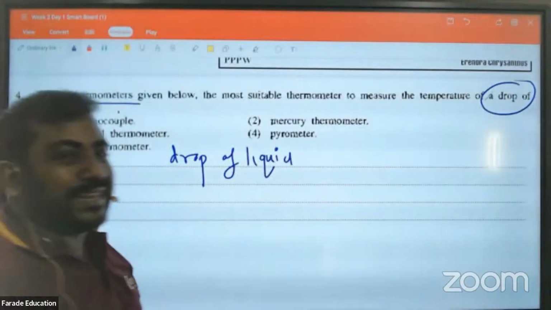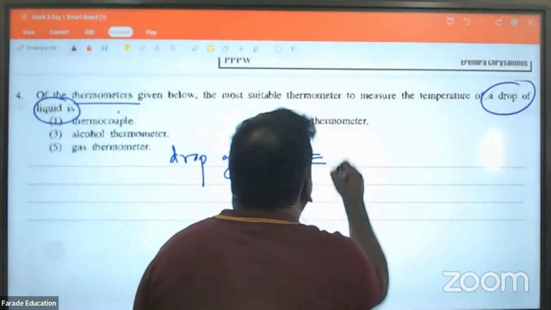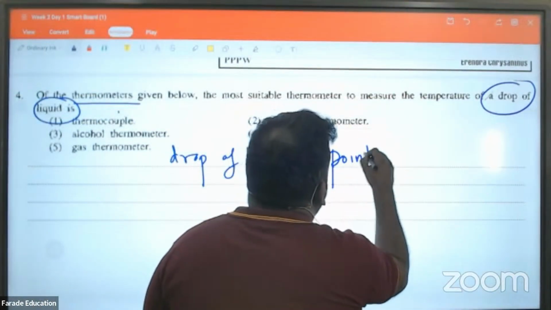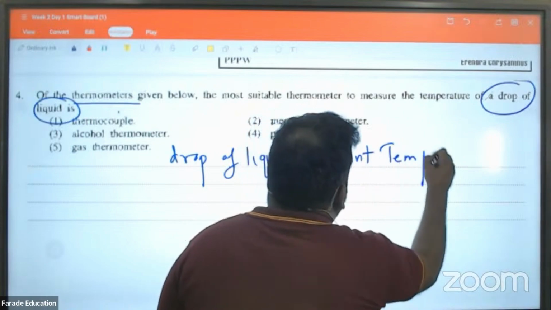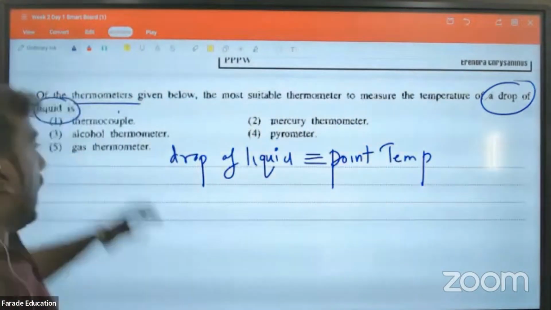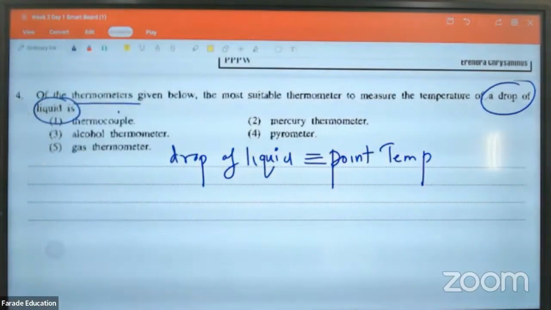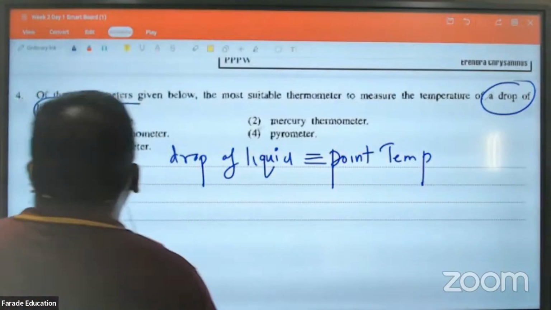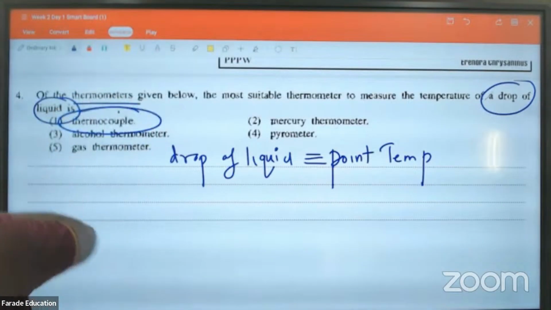A drop of liquid means point temperature. That's the idea. Out of these, what is more suitable to measure point temperatures? Only one: the thermocouple.